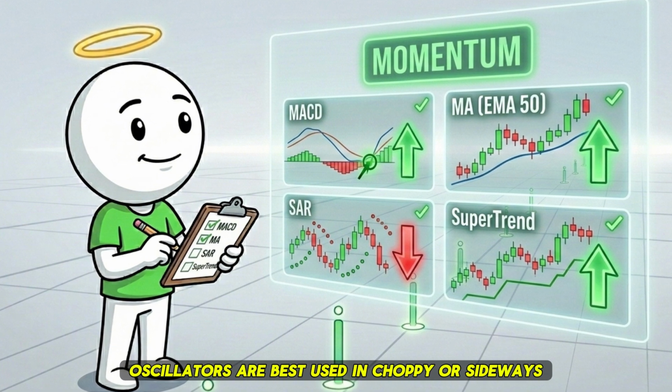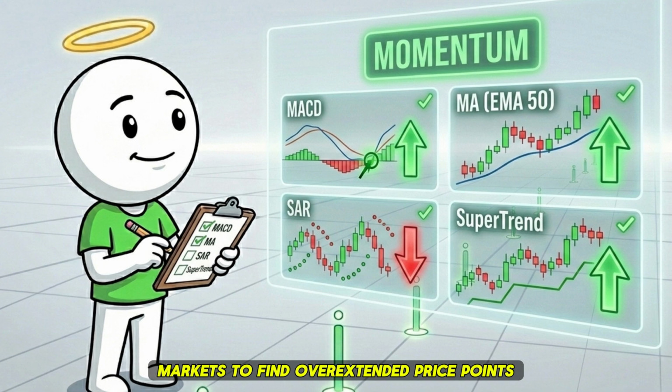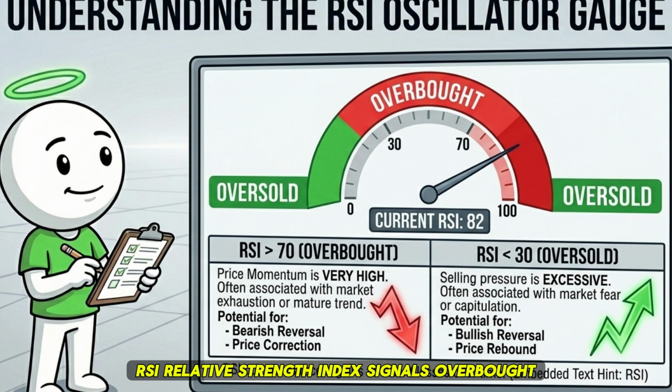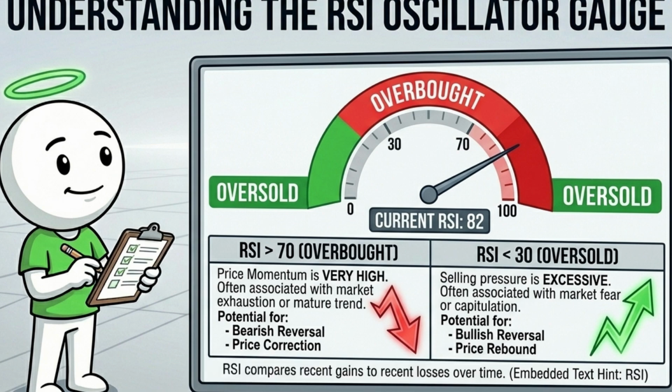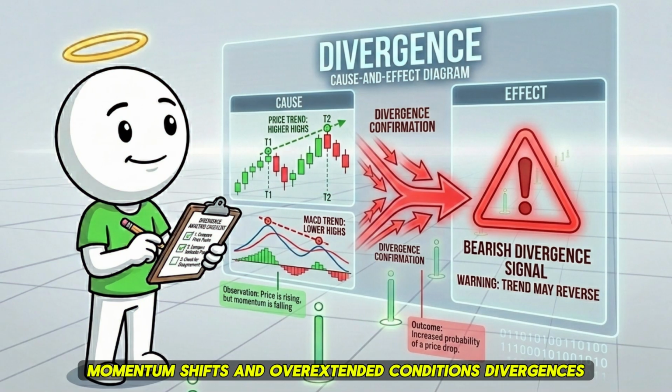Oscillators. Oscillators are best used in choppy or sideways markets to find overextended price points. RSI, Relative Strength Index, signals overbought, potential reversal down, or oversold, potential reversal up. Stochastic uses two lines to identify momentum shifts and overextended conditions.